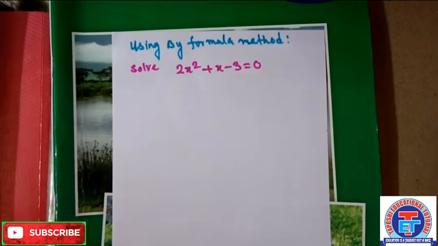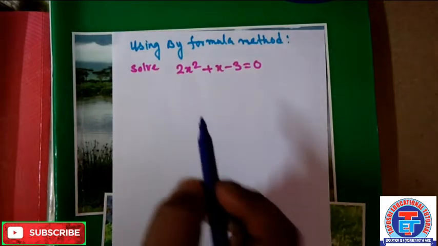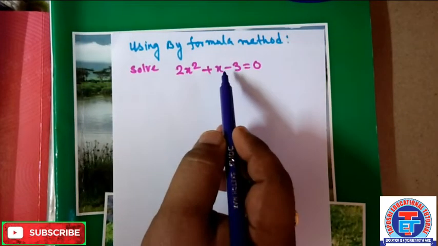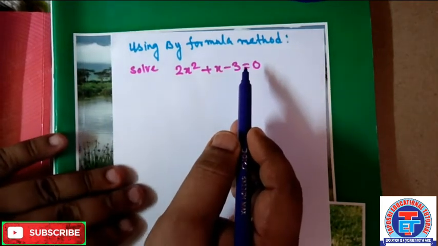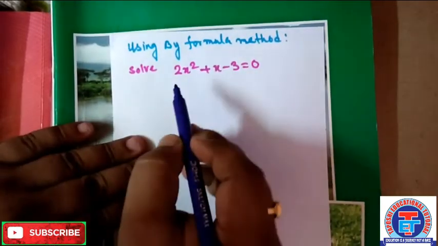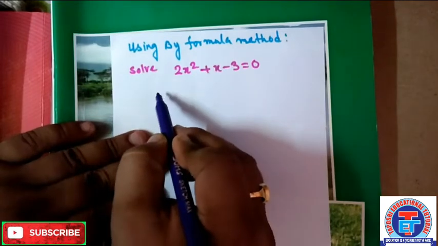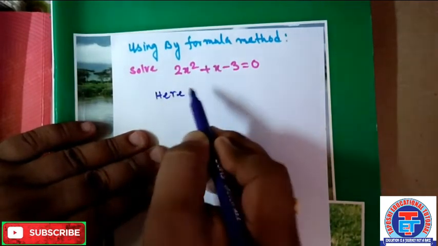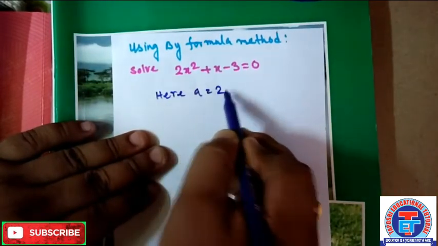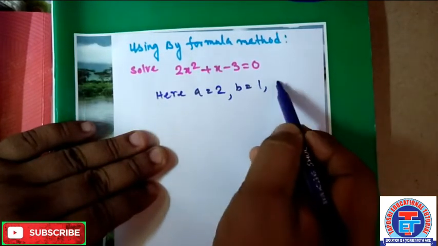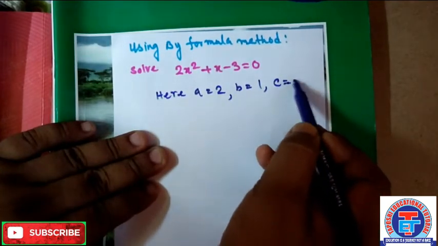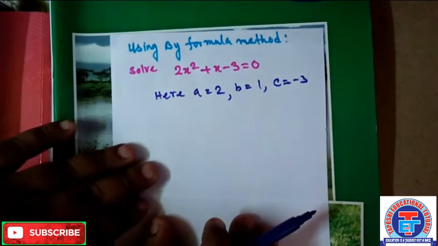Now dear student, here using the quadratic formula, find the root of the following equation. Here given 2x square plus x minus 3 is equal to 0. Now we solve by this formula method. Okay, so here a is equal to 2, b is equal to 1 and c is equal to minus 3, right?